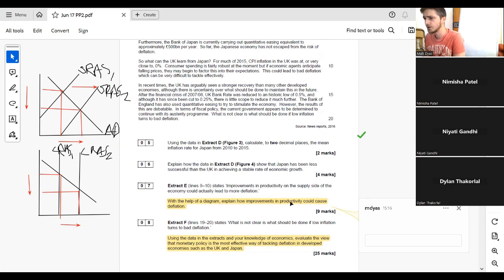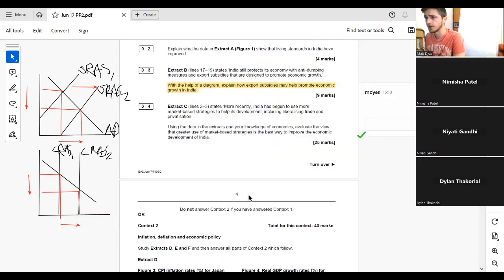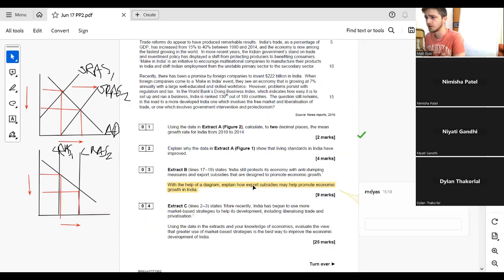One on productivity, which, as I've said, should be very heavily associated with long run aggregate supply, but can also logically be associated with short run aggregate supply because of the relationship between productivity and costs. And then in our first one, we had something where you could use either aggregate demand, because rises in exports will increase the X component of aggregate demand, or short run aggregate supply, because export subsidies would reduce, again, the cost of production for businesses.